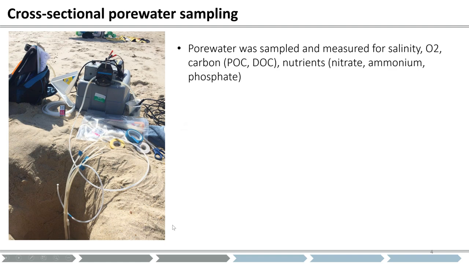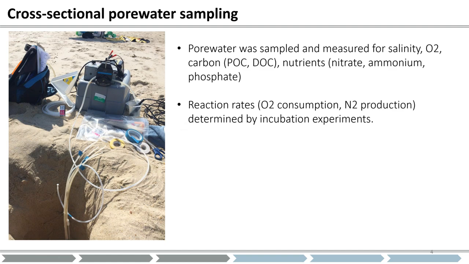To get an idea of how fast the reactions are happening across the beach aquifer, we also measured reaction rates. Mainly, we did oxygen consumption and nitrogen gas production. I'm sure everyone's familiar, but oxygen consumption basically measures how fast the carbon is degrading aerobically. After the oxygen has been depleted, we have denitrification, which is that reaction I told you about, where nitrate is being consumed to N2, and therefore beneficial for coastal environments.